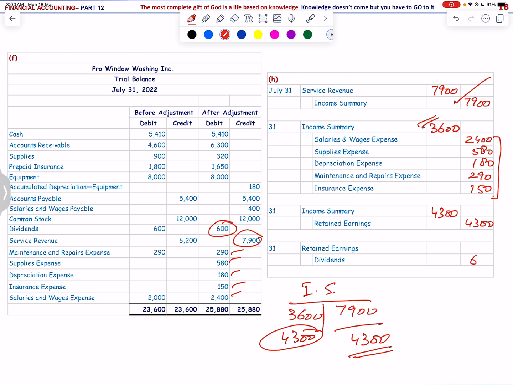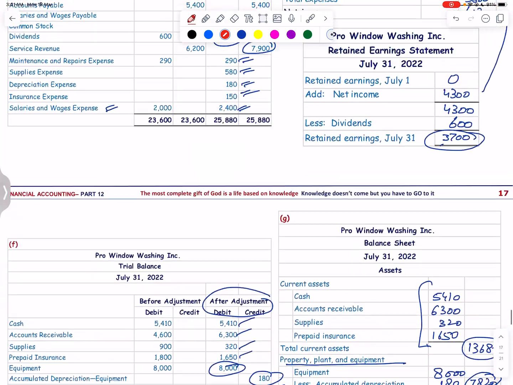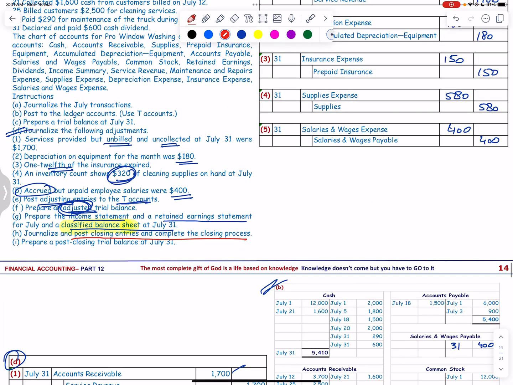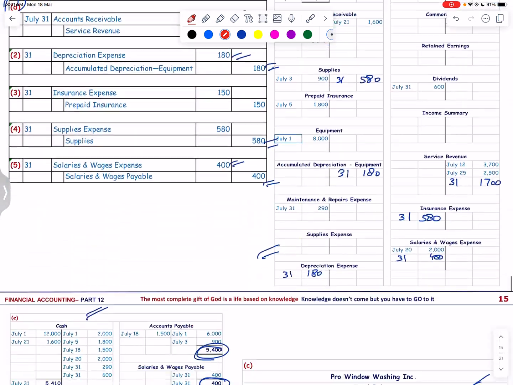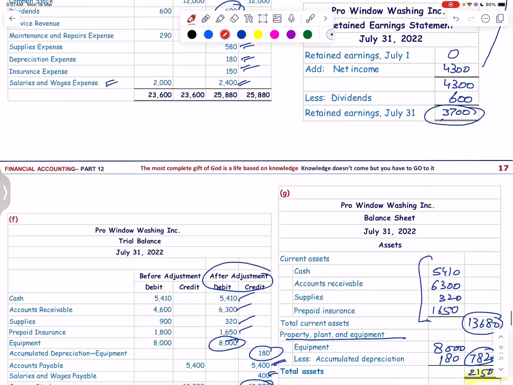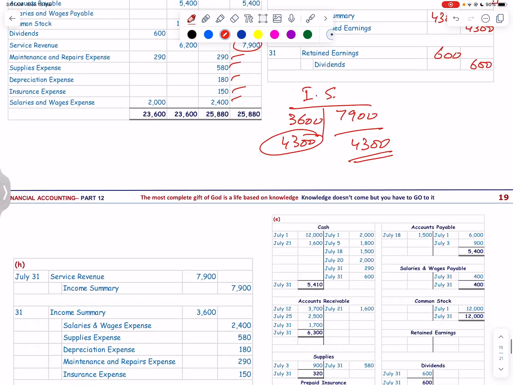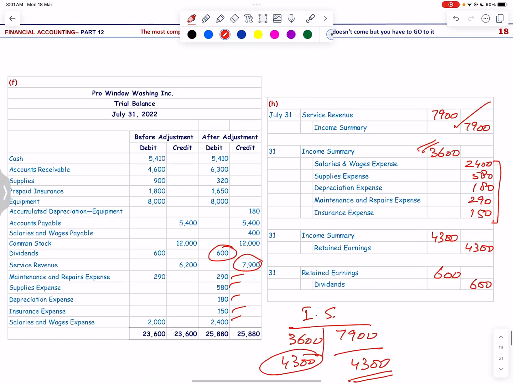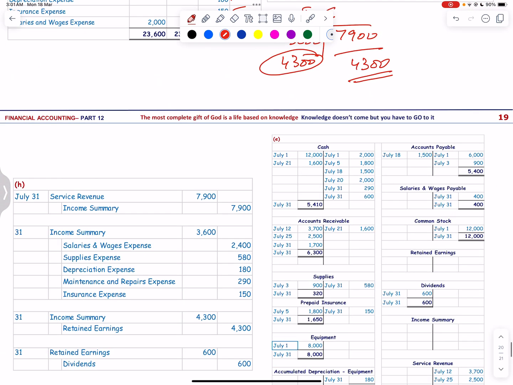Okay, so we have done the closing, and then they say prepare a post closing trial balance. So before we do that, we have to close the ledger, and we have just now closed the journal entries. I have simply put them over here, and we have the ledger, and we will be recording these closing entries.